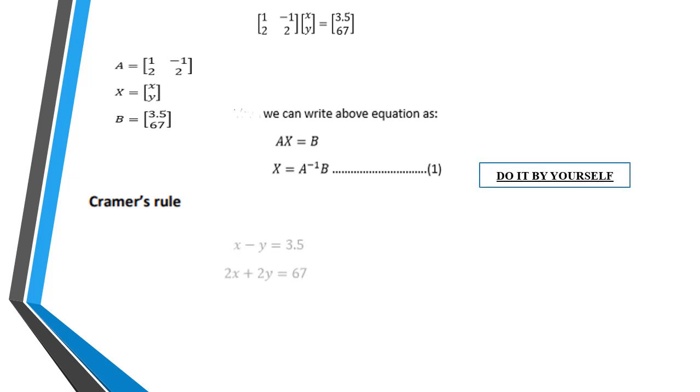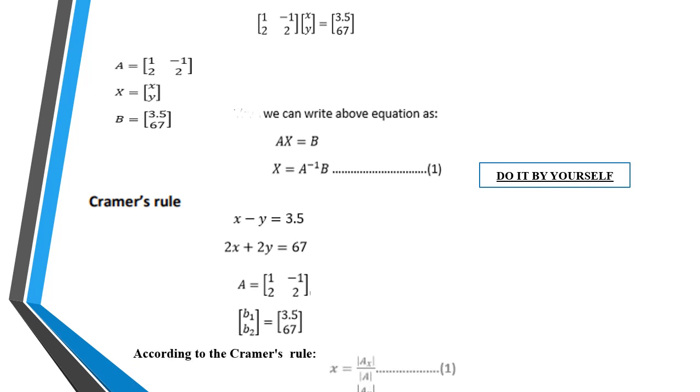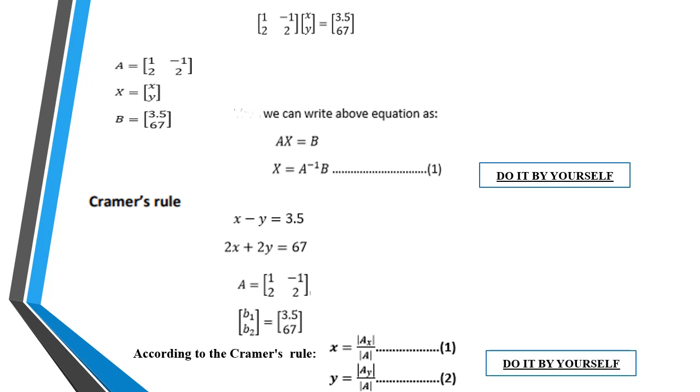Cramer's rule. For Cramer's rule, again you have to write into matrix form. First matrix is the A matrix and after the equal sign is matrix B. So B1 is 3.5 and 67 is B2. The whole matrix is known as the B matrix. According to Cramer's rule, x is equal to Ax determinant divided by A determinant, whereas y is equal to Ay determinant divided by A determinant. Again you have to find Ax determinant, Ay determinant and A determinant as you have done in previous questions.